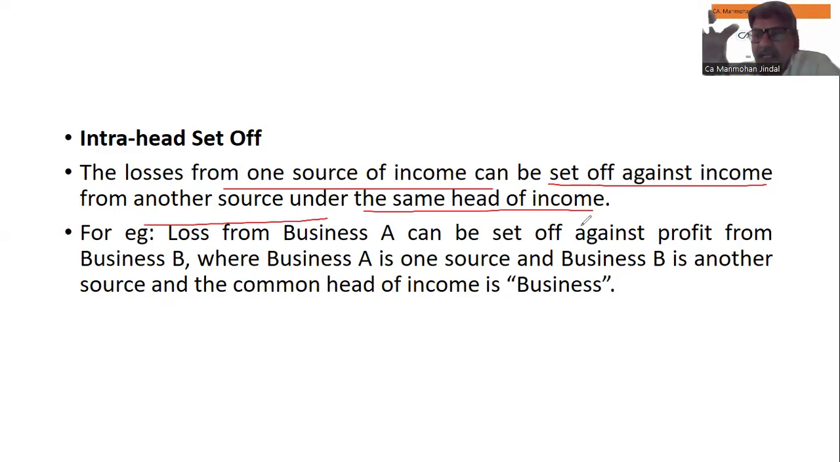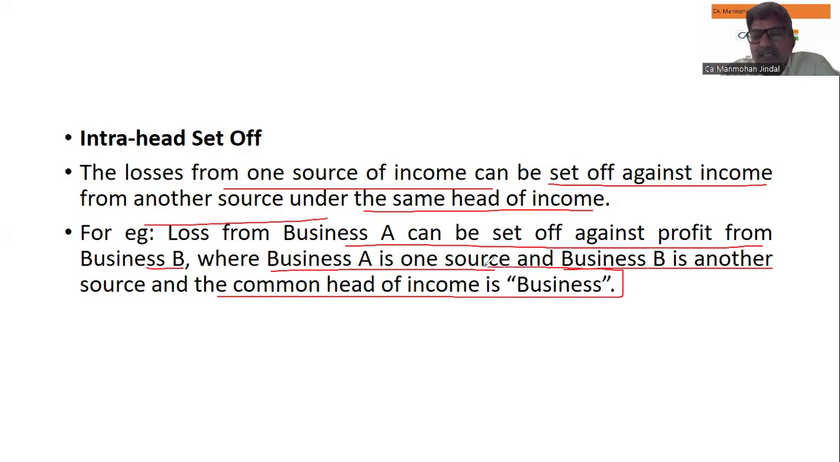Means एक ही हेड ऑफ इनकम है, मान लीजिए सैलरी, बिजनेस, इनकम फ्रॉम हाउस प्रॉपर्टी, इनकम फ्रॉम अदर सोर्सेज एक्सेट्रा. तो यदि उसी एक हेड में एक में लॉस हो रहा है और एक में प्रॉफिट हो रहा है तो दे कैन बी सेट ऑफ. Example, loss from business A can be set off against the profit from business B, where business A is the one source and business B is another source. However, the common head of income is business.